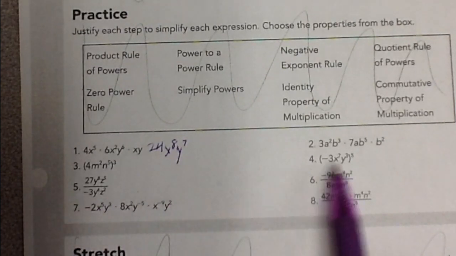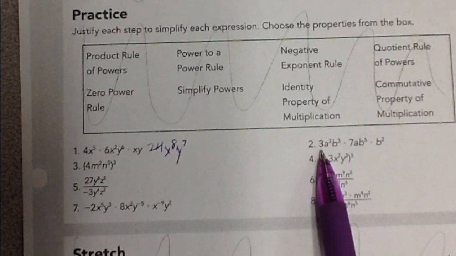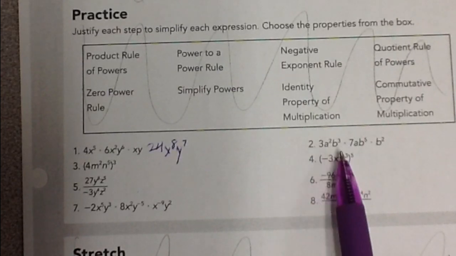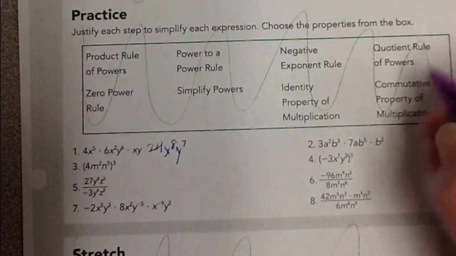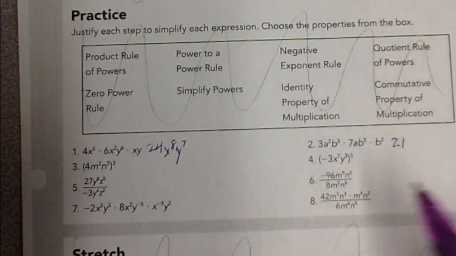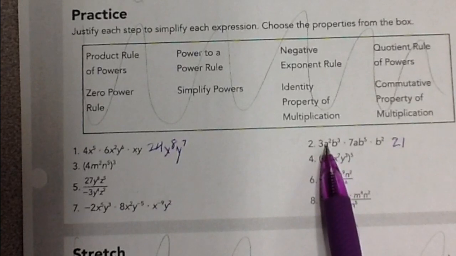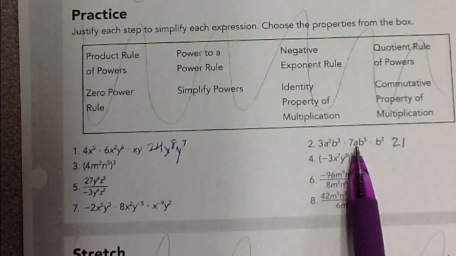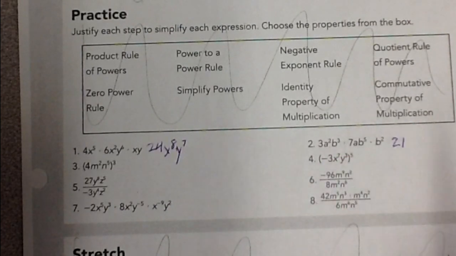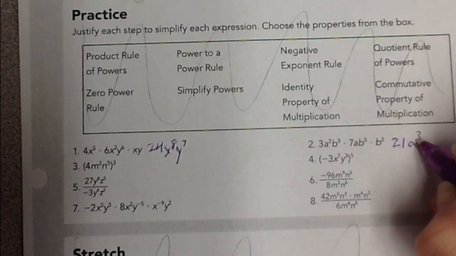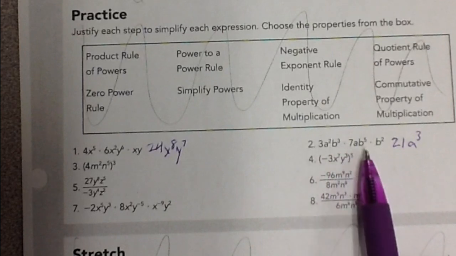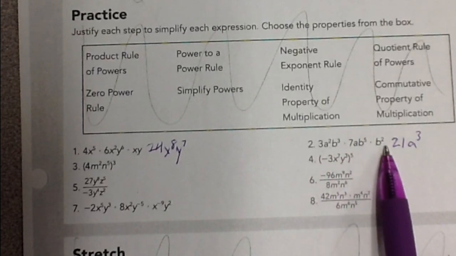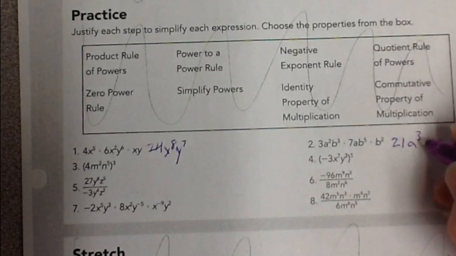Looking at number 2, again we have some regular numbers that don't have exponents on them, so we'll just combine those. So 3 times 7, that'll be 21. Next, looking at A, we have 2 A's here, another one here, and that's it. So in total we have 3, because that's the product rule. For B's we have 3 here, another 5 here, so we're up to 8, another 2 here, so that's 10.